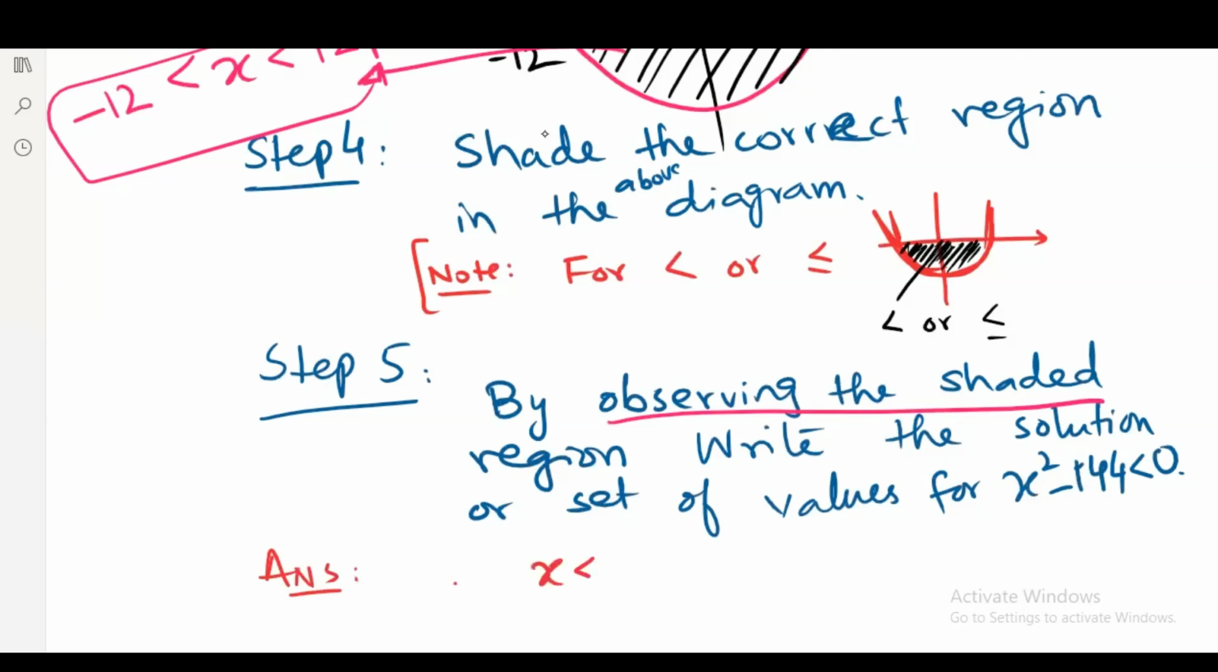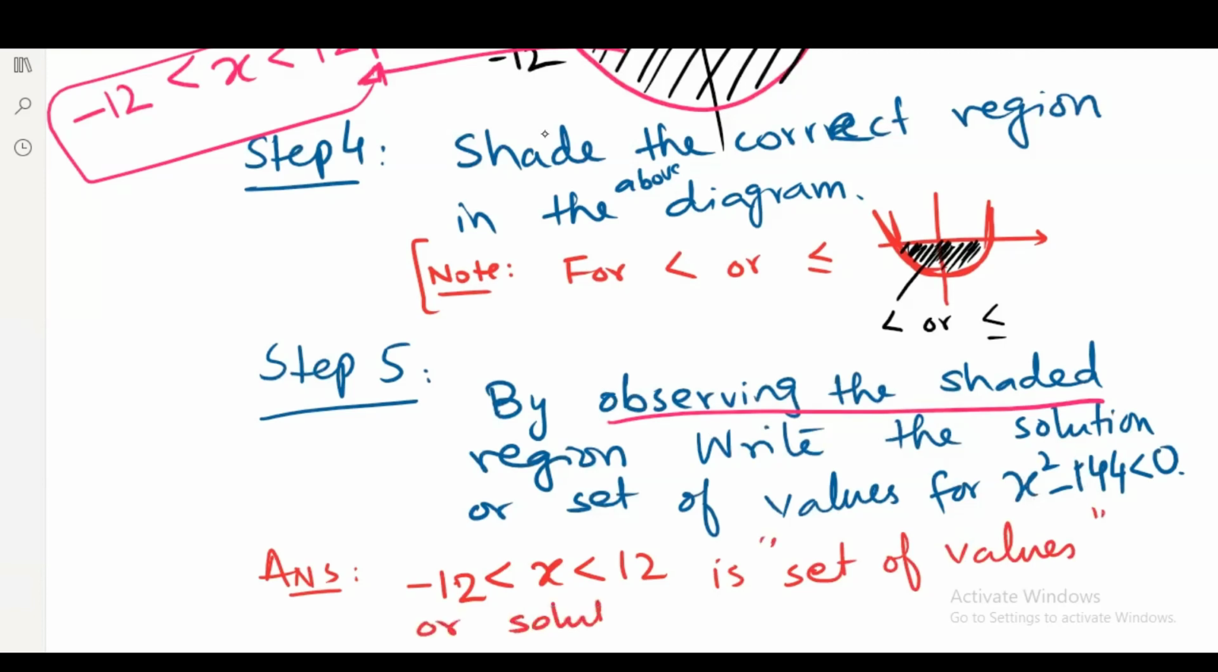X in between minus 12 and 12 is the solution or set of values of x squared minus 144 lesser than 0. So move on to the next example.